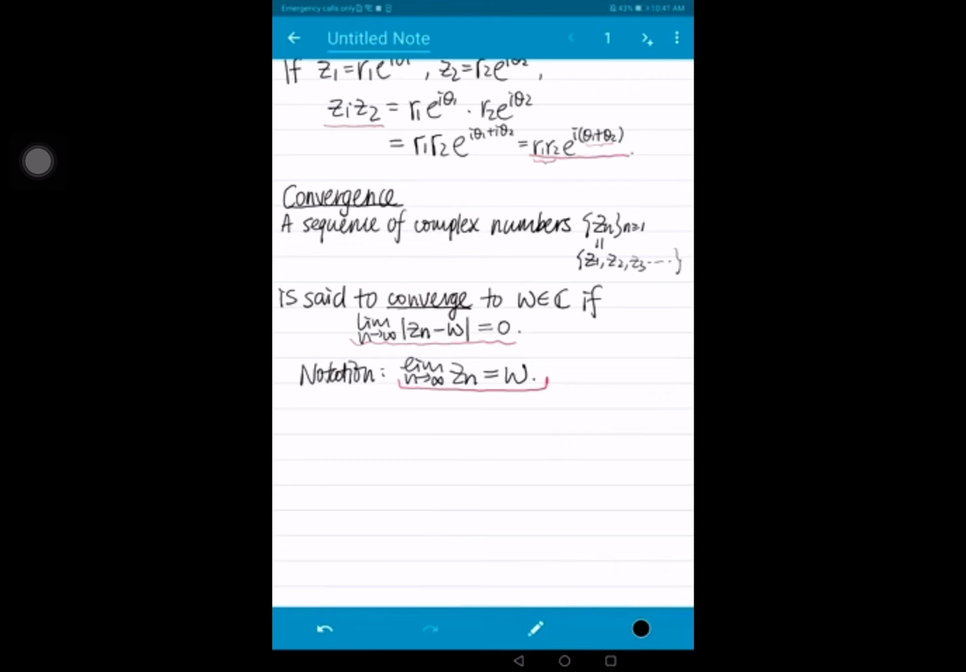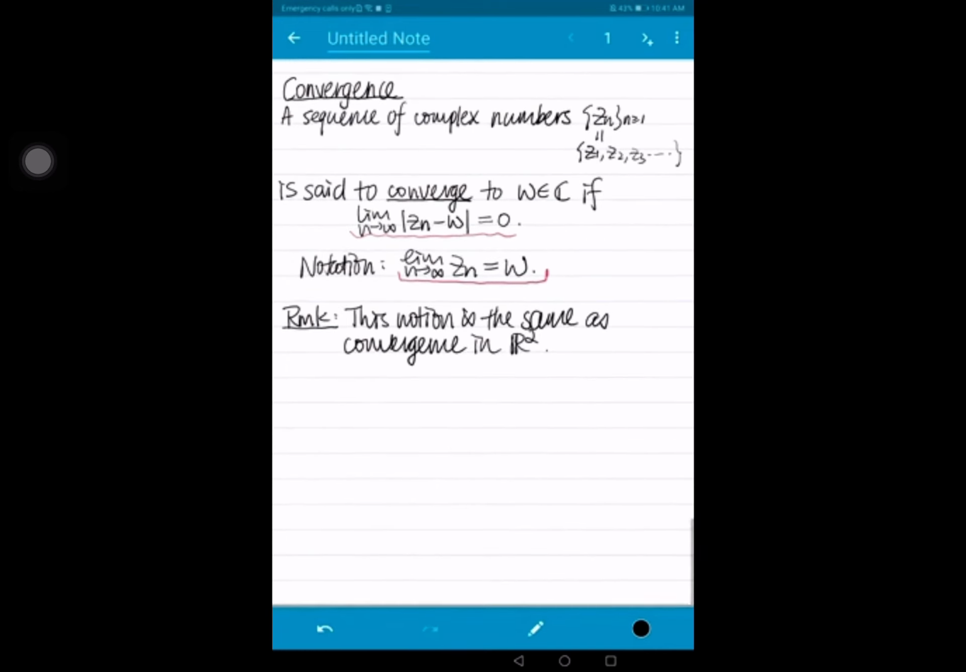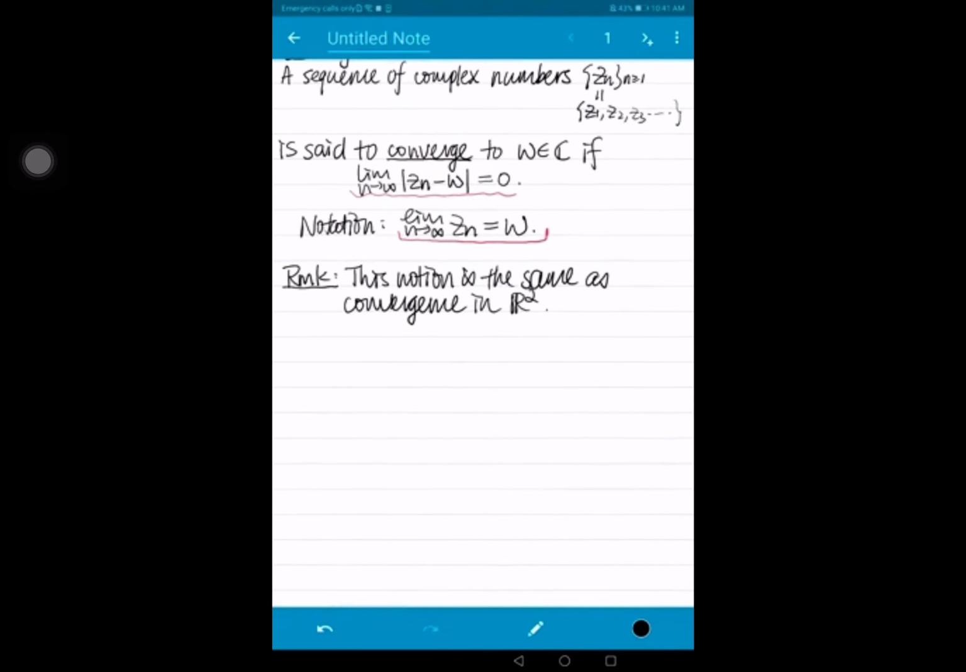And this is exactly the same as what you learned in B41 and B42. This notion is the same as convergence in R^2. You can have a sequence of points in R^2 which converges to another point in R^2, and the definition is exactly the same. You also have the distance, which measures two points in R^2, and this formula is exactly the same as the absolute value.